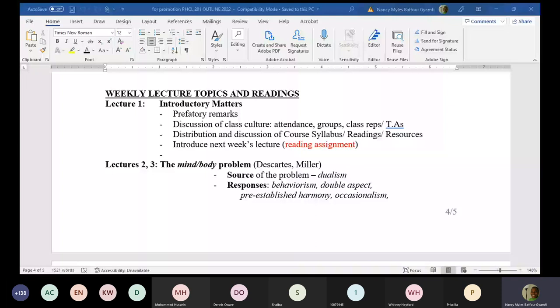Then I introduce next week's lecture. And you see in the bracket there, reading assignment. So it's not something ad hoc. The assignment I just gave is not an ad hoc thing. It's already planned in your course outline. That is how the lecture is supposed to go. And the question I'm asking you is on what? Next week's lecture, the substantive lecture one. On what? The mind-body problem. Any questions?